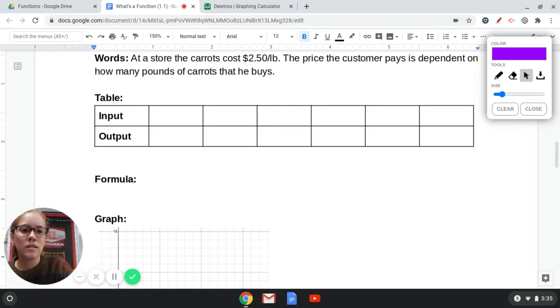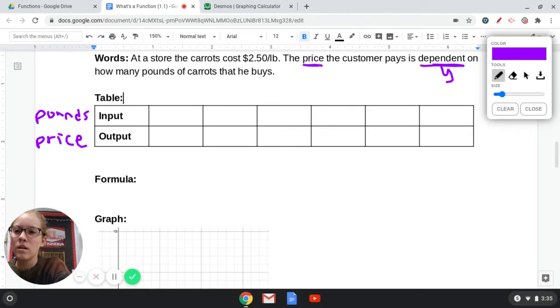So the price is the dependent variable, which is y, which is your output. So I'm just going to throw the price over here, which means our input are the pounds. So I'm going to write that here just so we can keep track. All right, so what are our options for the inputs?